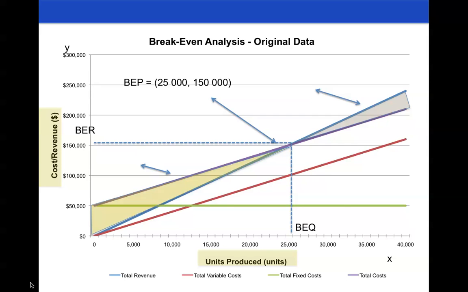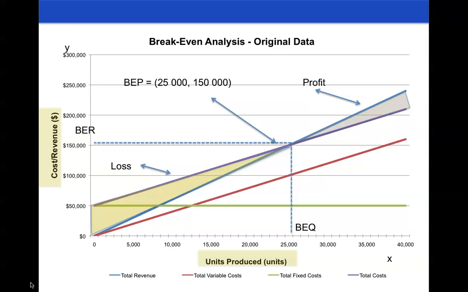However, what if the revenue exceeds the cost? In this case, we have a profit, which is represented by the gray shaded area below. On the contrary, when the cost exceeds the revenue made, we have a loss, represented by the yellow shaded area.